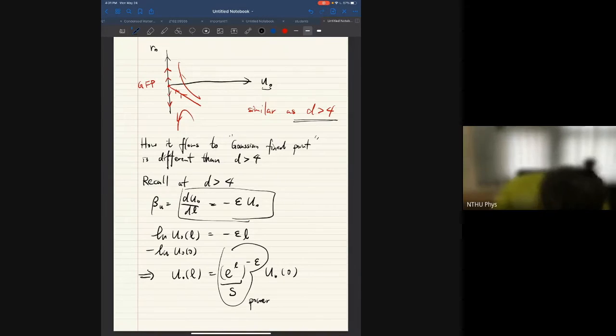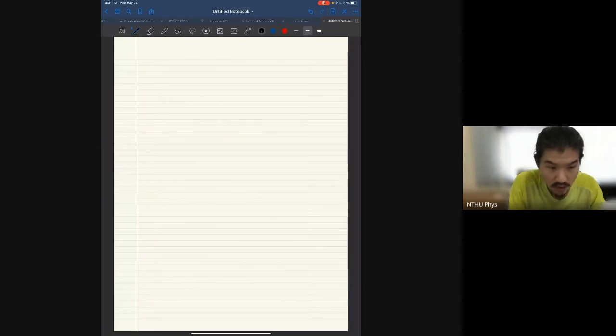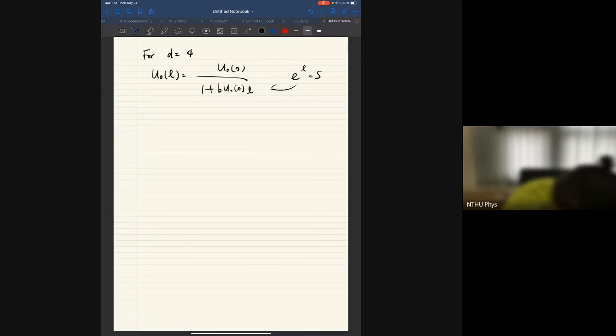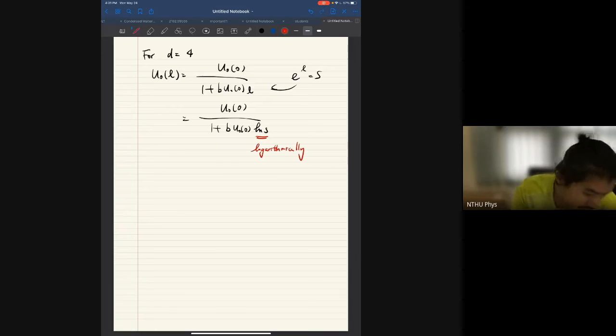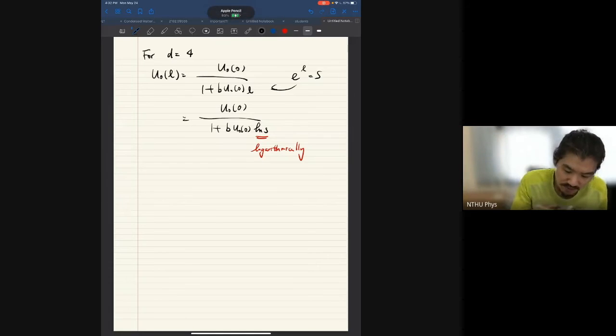Okay, power law. However, for the d equals 4 case, we know this has this kind of form, right? 1 plus b mu 0 L, and then we're trying to put this back in here. 1 plus b log s. So it's logarithmically approaching the fixed point, right? Logarithmically, right? Approaches a fixed point, right? So it's very different than the d greater than 4 case.